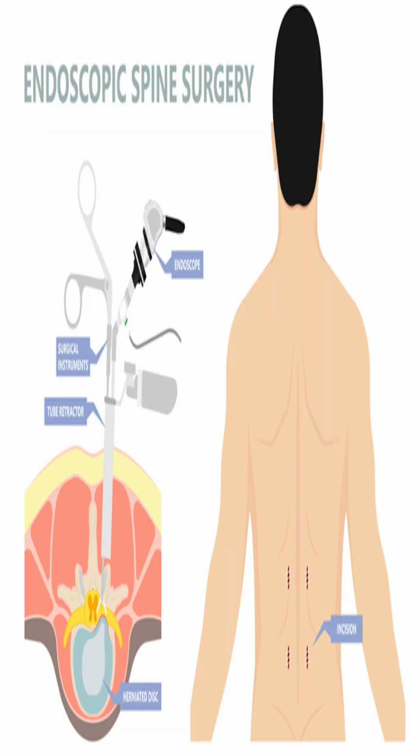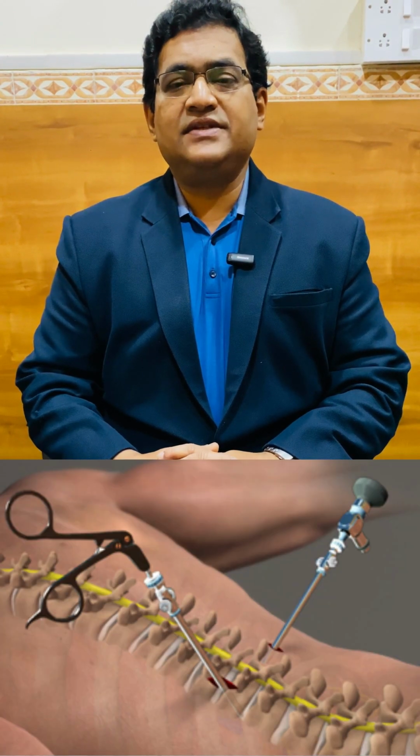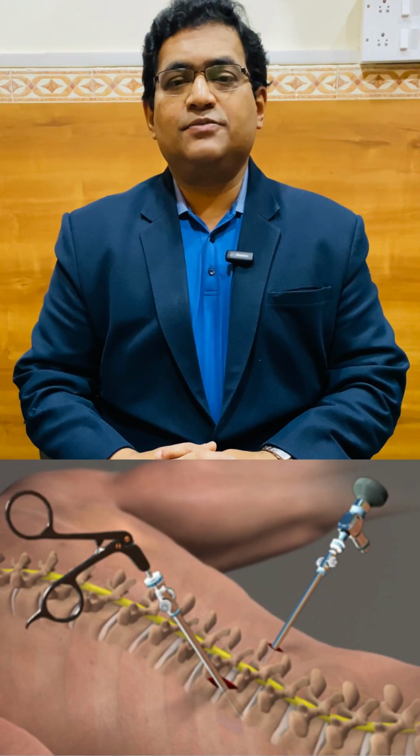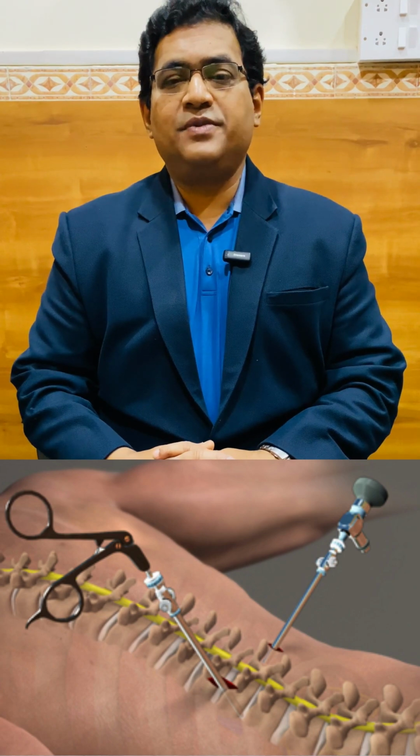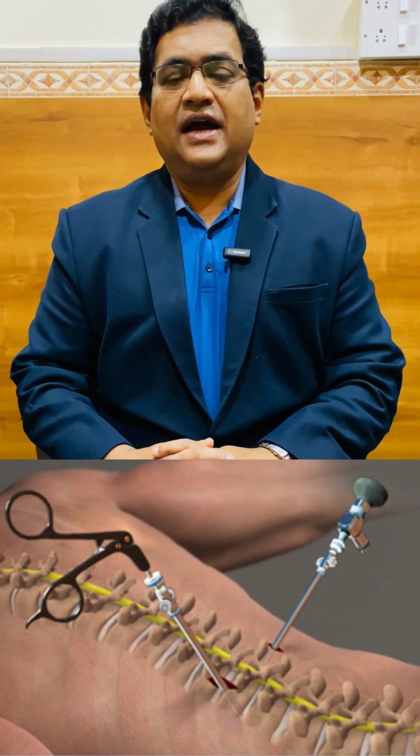And depending upon the incision size and instrumentation used, it can be divided into endoscopic spine surgery, where a camera is used to go inside the spinal areas and excise or remove tumors or disc. Another type of spine surgery is minimally invasive spine surgery, where small cuts are taken and instrumentation and decompressions are done. And the third is open type of spine surgery.